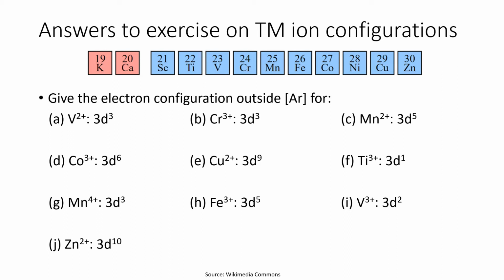So what that tells you then is that these transition metal atoms don't form any ions at all which have a 4s electron. So all their ions involve just d electrons.